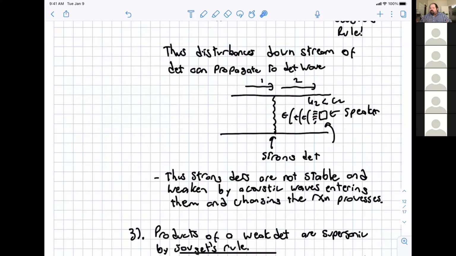We will discuss more about that when we start discussing the structure of the detonation wave on Monday. Okay, so any questions with that?